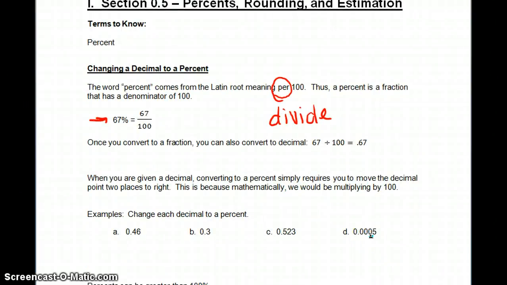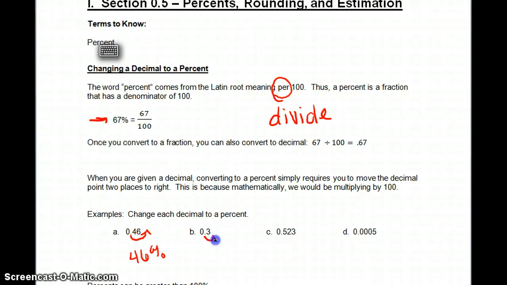When you are given a decimal, converting to a percent simply requires that you move the decimal point 2 places to the right. This is because mathematically you would be multiplying by 100. So it would be a waste of your time to set up a multiplication problem every single time. So what I want you to do there is just simply move that decimal point 2 places to the right, and we're going to have 46%.